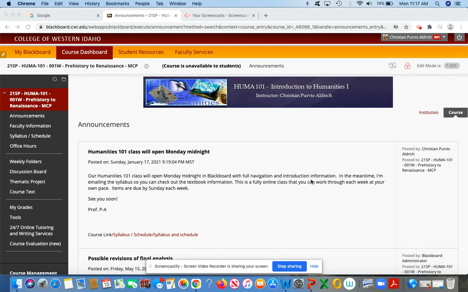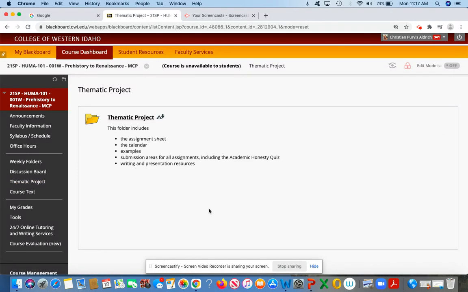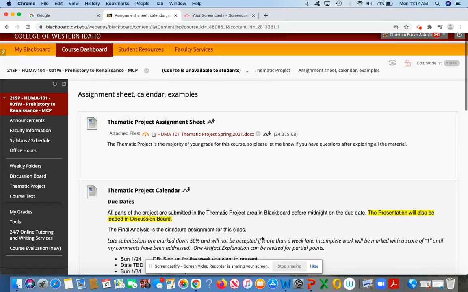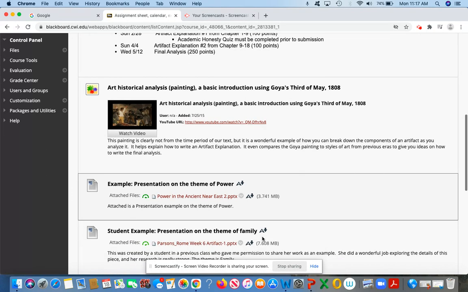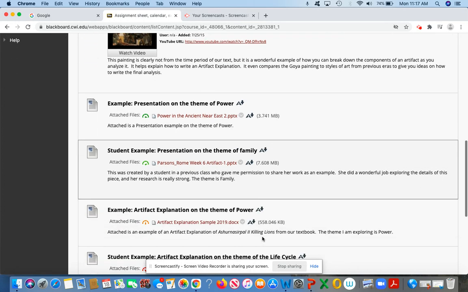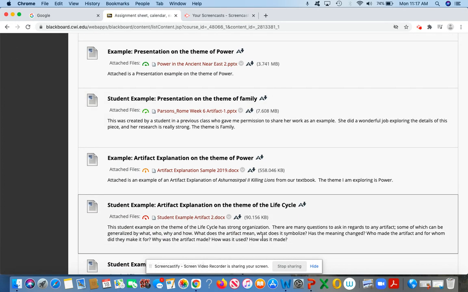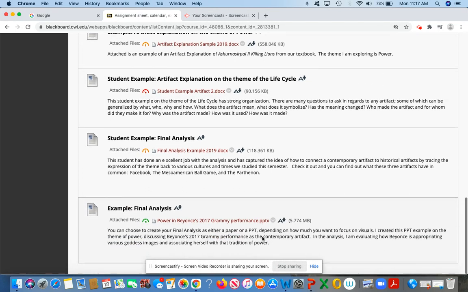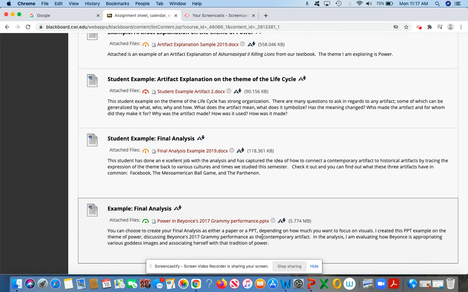So this is the landing page for us, the announcement page of our class. Over here on the left is the thematic project. And this area has everything that you'll need to do this assignment this semester. This is where you'll submit things. And this is where you're going to find the assignment sheet. You're going to find the calendar. You're going to find some examples on how to do the kind of analysis that we'll be working on this semester. You'll be doing presentations in discussion board. You will also be writing two short papers called artifact analyses. And eventually you're going to get to a final analysis paper or PowerPoint that ties it all together.